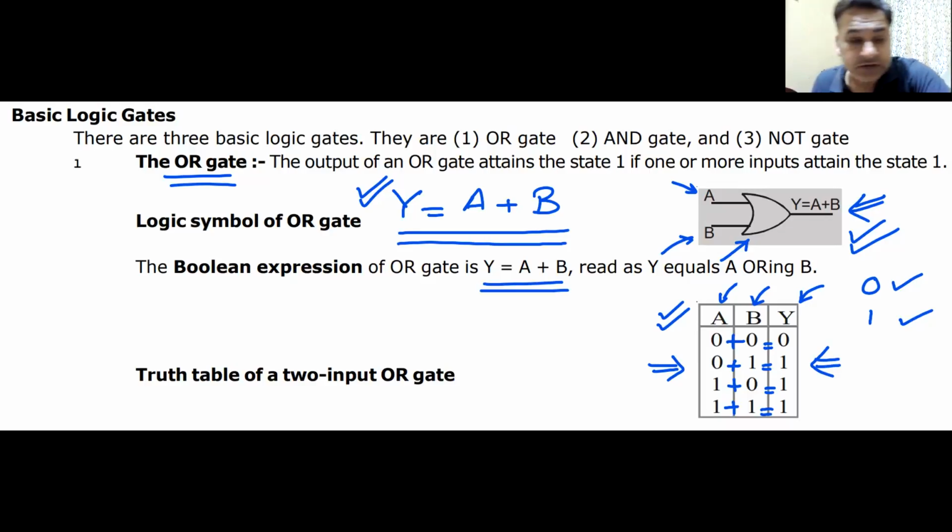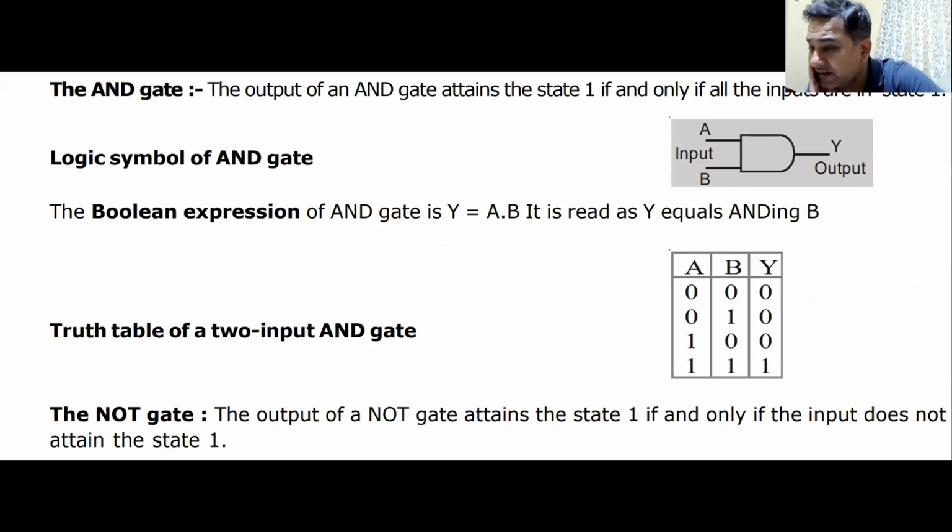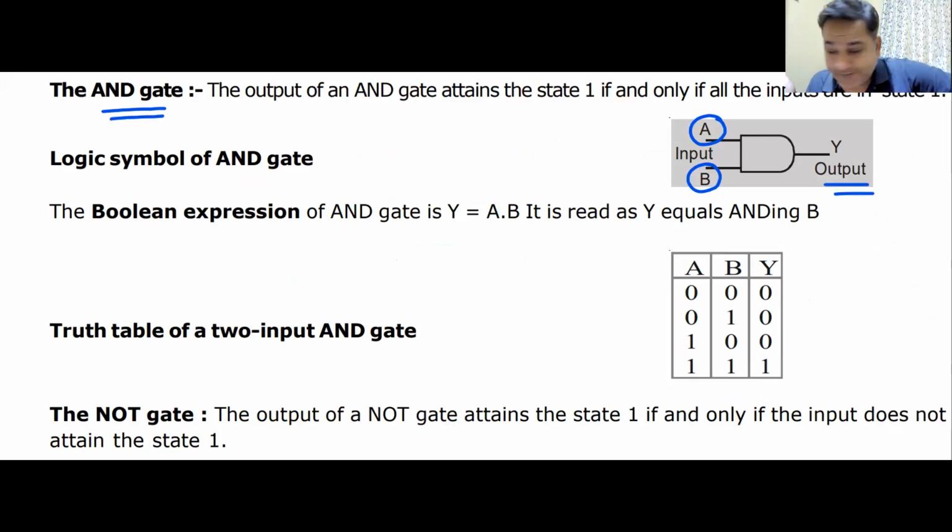Done, sir. Then, the next gate, which is as simple as the other gate, is known as the AND gate. Again, it has two inputs, A and B, and it has one output, Y. And the symbol might look similar to the OR gate symbol, but it is different. This is the AND gate.